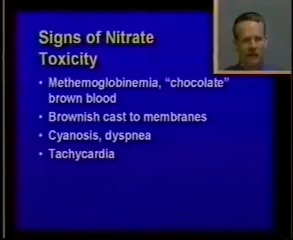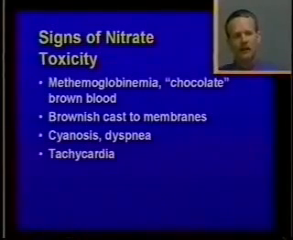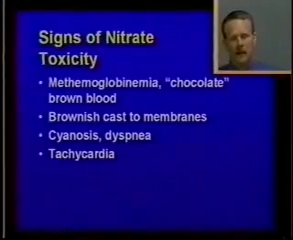The symptoms of nitrate toxicity are due to that production of methemoglobinemia and consist of the presence of methemoglobin. The blood, again, is converted to a chocolate brown cast. As the blood begins to develop increased levels of methemoglobinemia, many of the tissues and membranes will take on a brownish cast, and you'll see evidence of cyanosis and dyspnea as these animals struggle to breathe because the methemoglobin can no longer carry oxygen to the tissues. And you can also see tachycardia in response to nitrate toxicity.